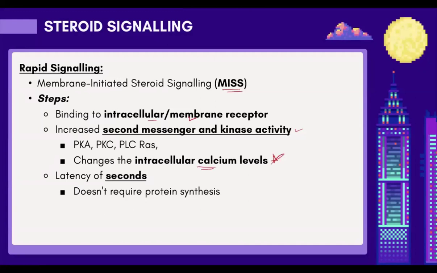This is usually another recap question: which signaling is associated with increasing calcium levels. So that is rapid signaling. And because this one is rapid, it has a latency of seconds. It can be done very, very fast because it's not undergoing protein synthesis and all that. It's just enzymes and ions and so on. So that's the basic pathways and their signaling.